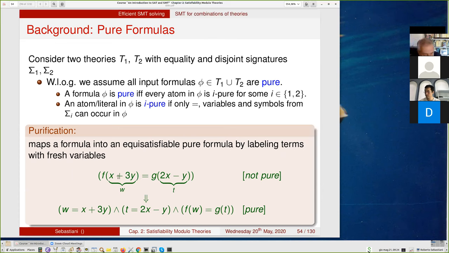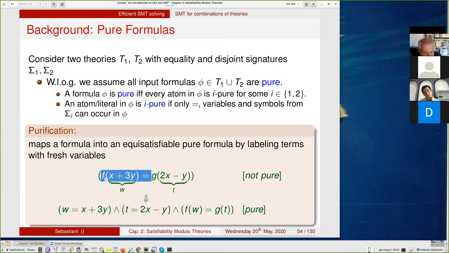So for instance, this atom here is not pure, because it contains both symbols from arithmetic, minus, plus, and symbols from UF, F and G. So this atom is not pure. The key point is that we can purify a formula just by introducing fresh variables labeling terms.